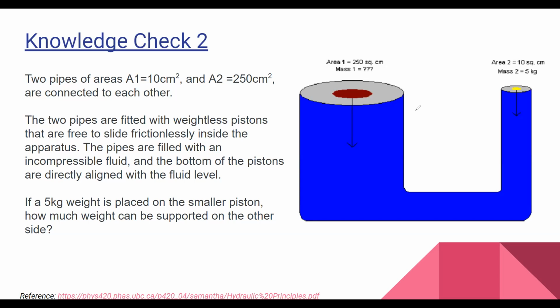And if the pipes have a compressible fluid, this wouldn't work, because an entirely different equation applies for compressible fluids. So applying Pascal's principle in this way is just assuming that the pipes are filled with an incompressible fluid. But anyways, if 5 kilograms is placed on the smaller piston, how much weight can be supported on the other side?